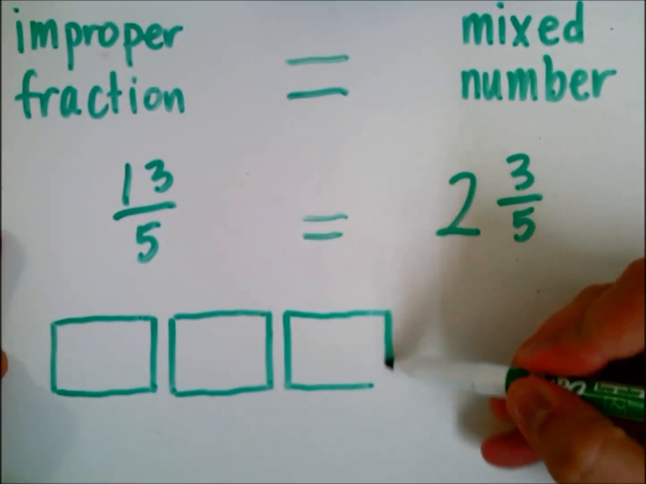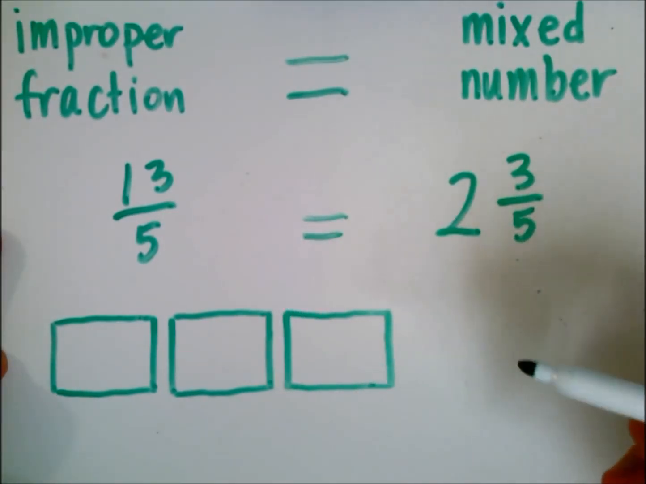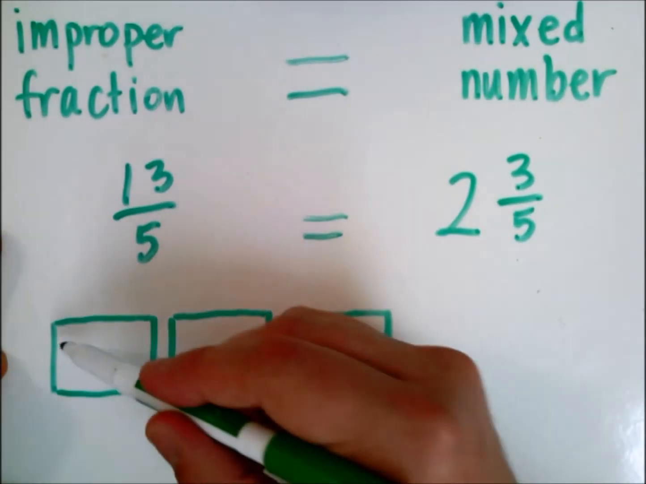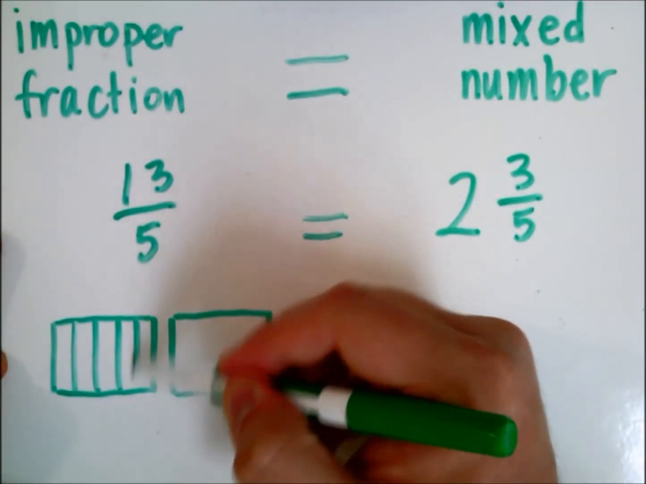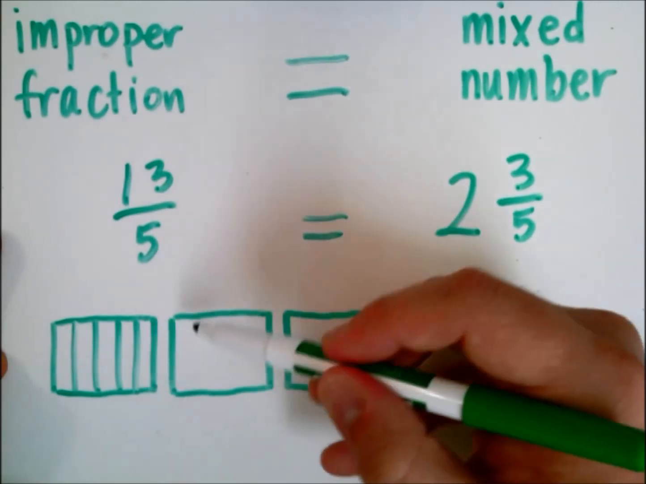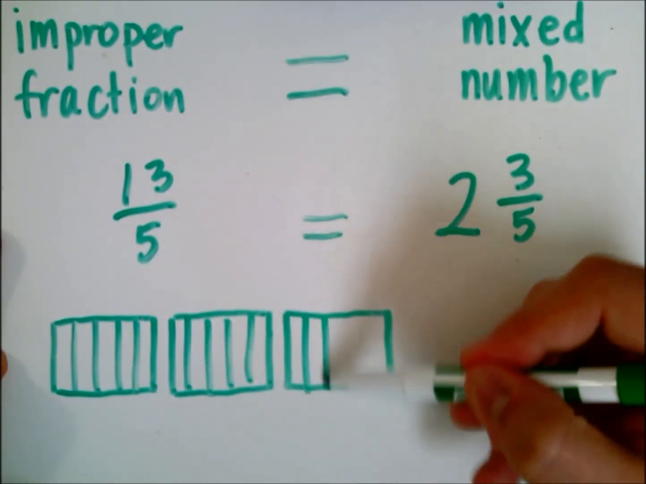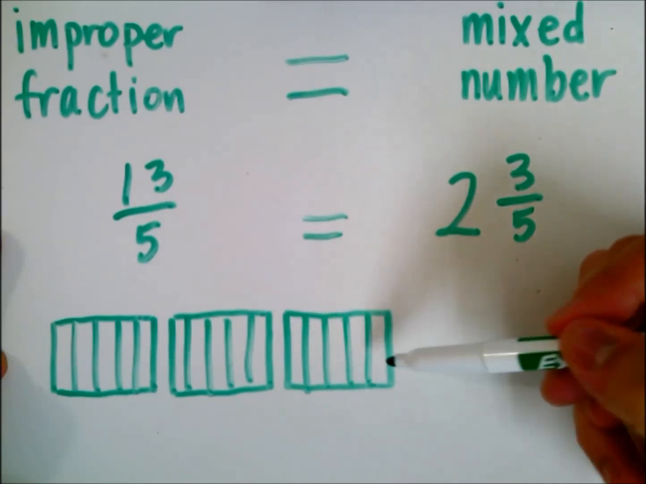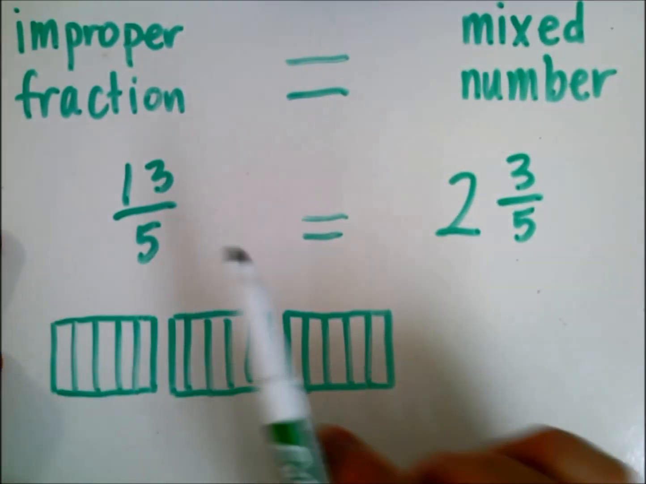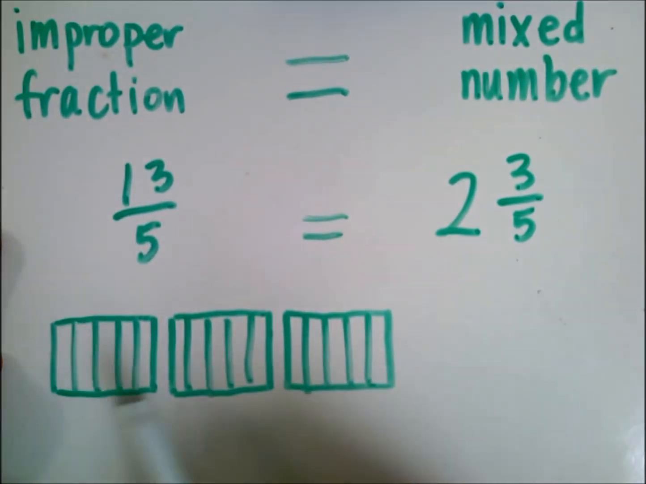That might be what I need, but I'm going to break these into 5 pieces. So 1, 2, 3, 4. That's 1, 2, 3, 4, 5. Okay, and of those, what I need to do is I need to shade in 13 of those fifths.